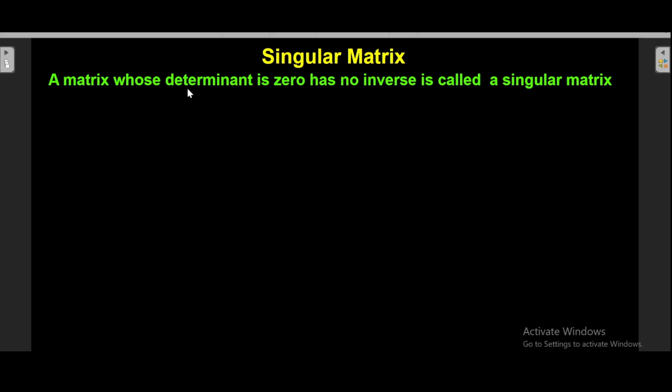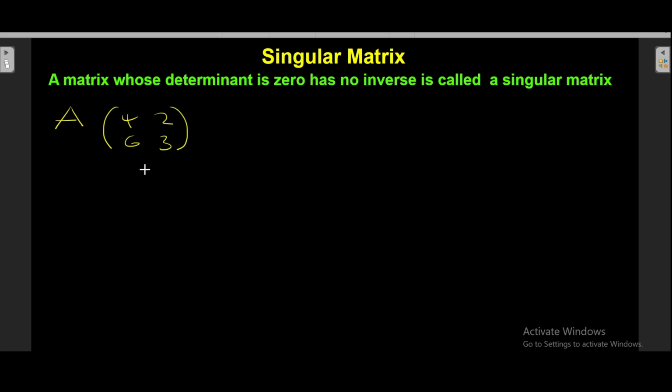In mathematics, a matrix is said to be singular if its determinant is 0 or if it has no inverse. I'll take an example. If I have my matrix A, let me say it is 4, 2, 6, and 3.